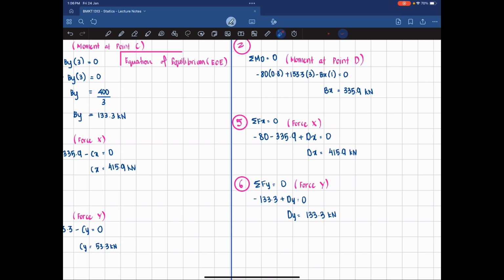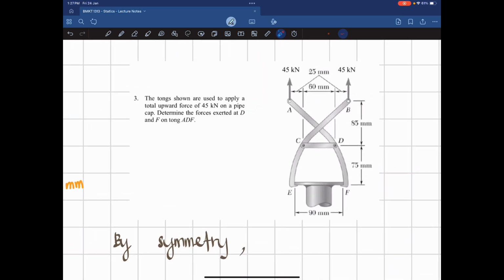And the last question is question number 3.